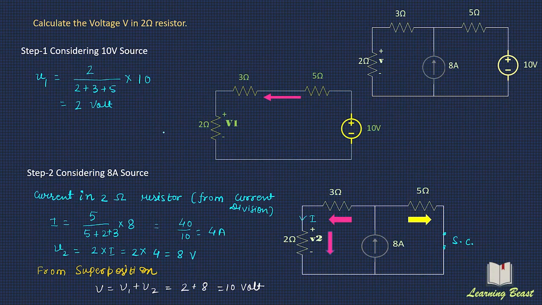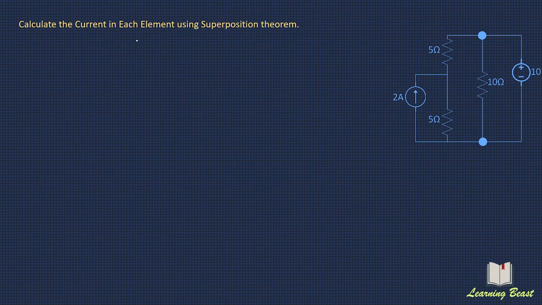So what we will do, we will consider this current source first and we will replace this voltage source by a short circuit because this is the ideal one. So the circuit will appear like this and the direction of the current is indicated by the arrows. So first, suppose the current in this 5 ohm resistor is I1 dash, the current in this resistor is I2 dash, and the current in this resistor is I3 dash.